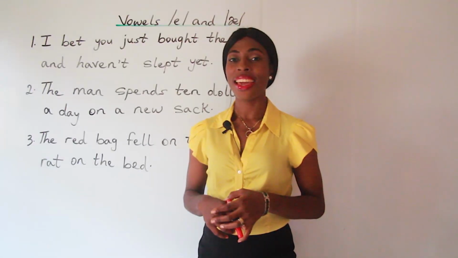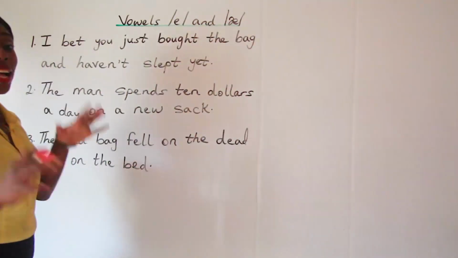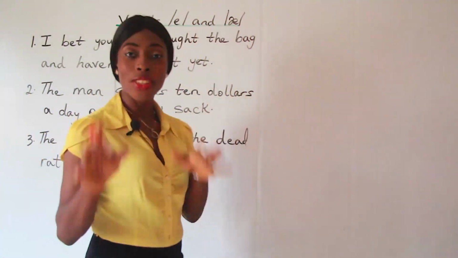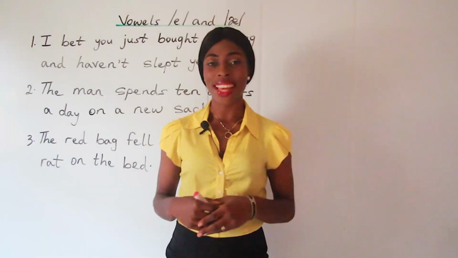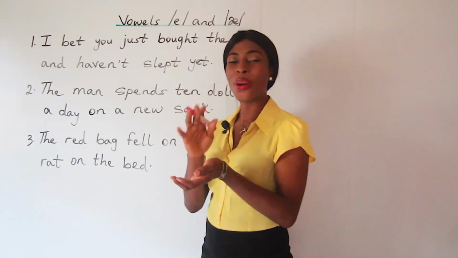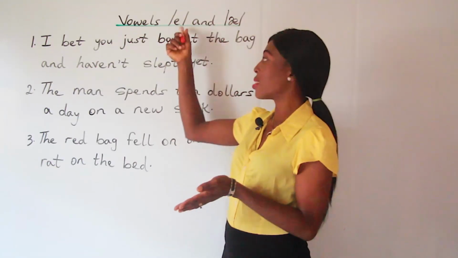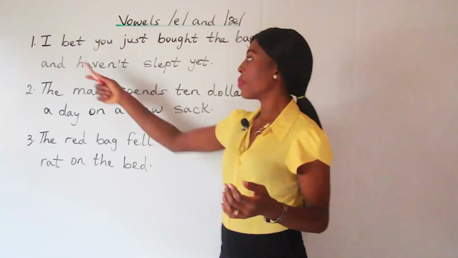Now let's look at some of these words in sentences. I'll take the sentences slowly, then you repeat after me, and we'll do the exercise together. What are we to do? We have to point out, to bring out the words that have the sounds /e/ and /æ/. Okay, now the first sentence, let's take it slowly.